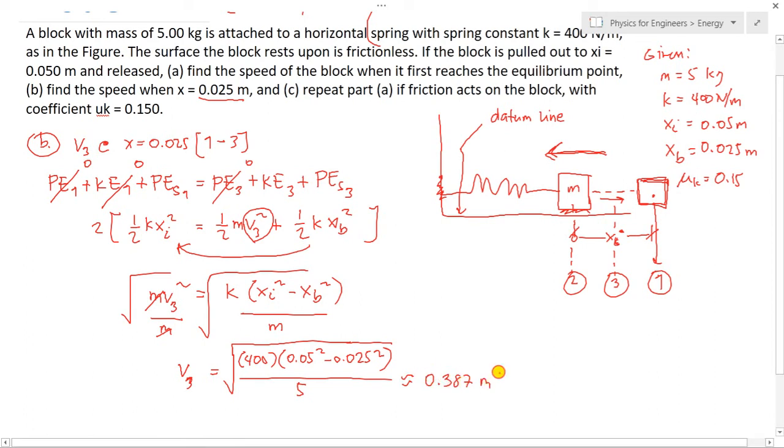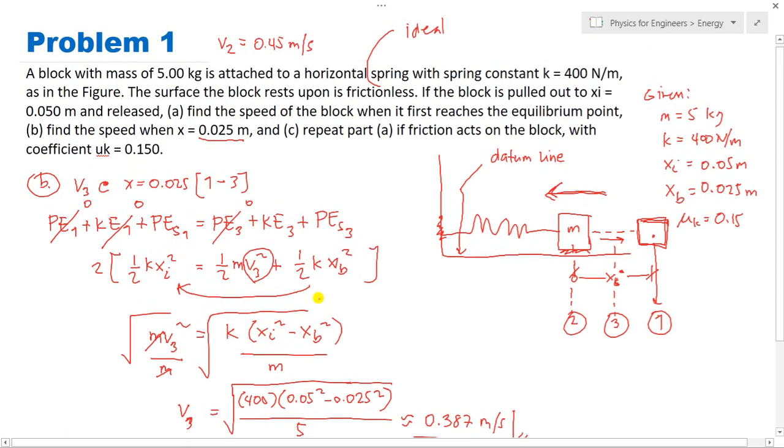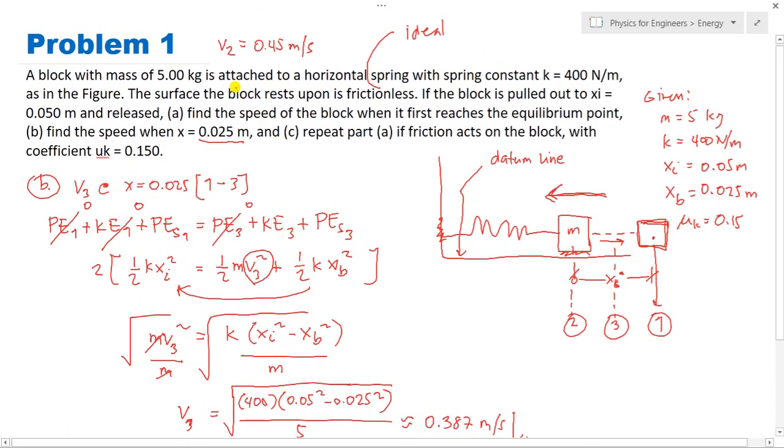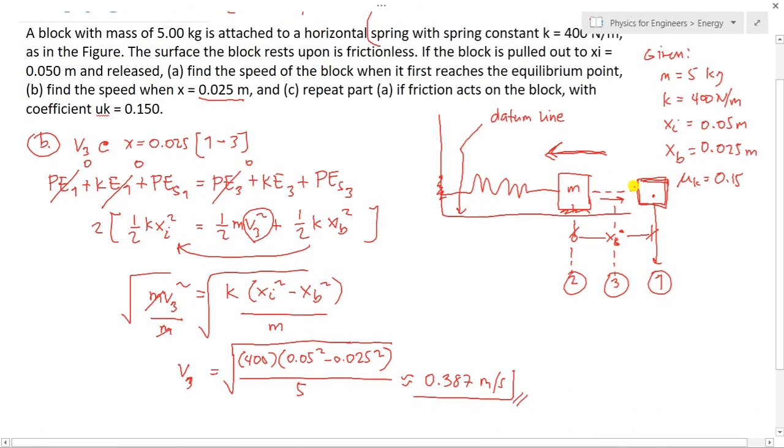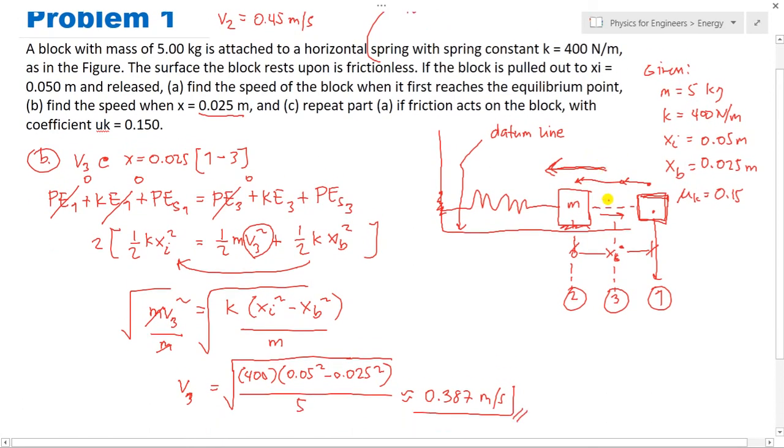So 0.387 meter per second. Comparing with the previous result, V2 is 0.45, so it is faster since it has traveled farther. V3 is smaller, 0.387 meter per second. Since at the point of release the velocity starts from 0, at V3 it is 0.387, and when it reaches the equilibrium it is faster, 0.45.